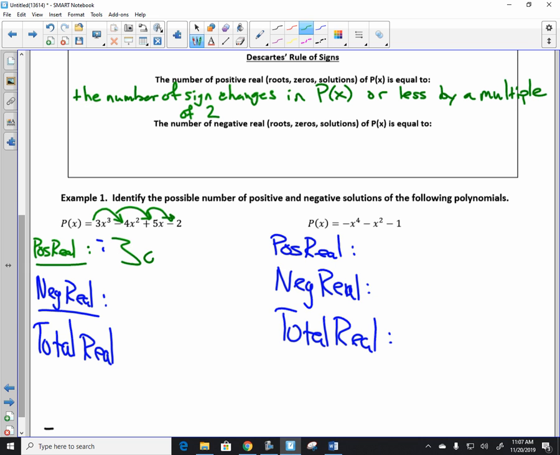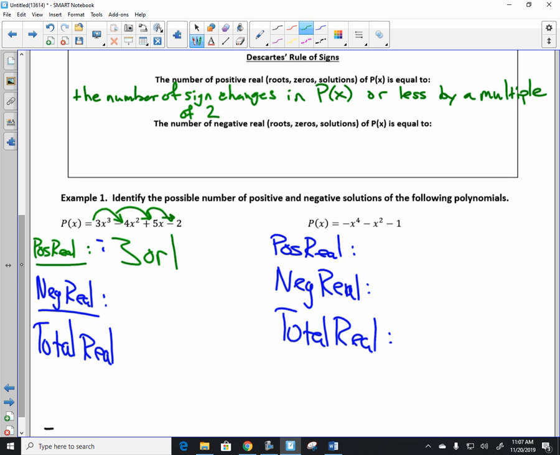Or maybe there's not. Maybe there's fewer. Now there can't be 2. You subtract by a multiple of 2. So I'm going to subtract 2 off, I get 1. If I subtract 2 off of 1, I would get negative 1. So we stop there. We stop at 1. So there's either 3 positive solutions or 1 positive solution.